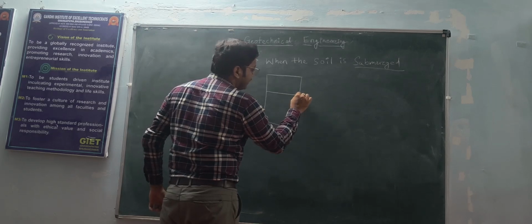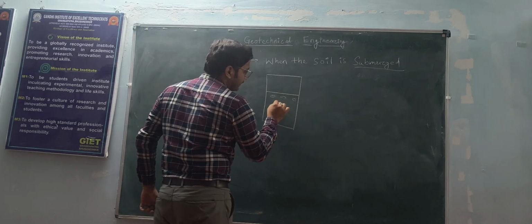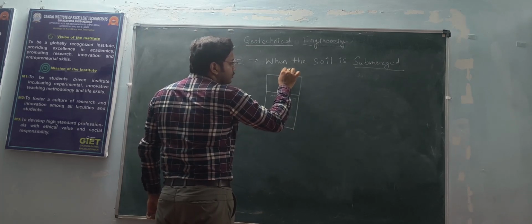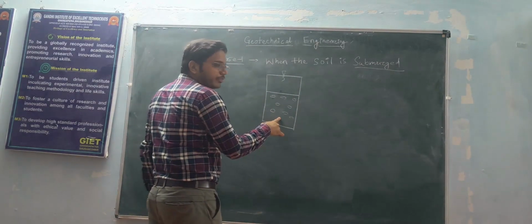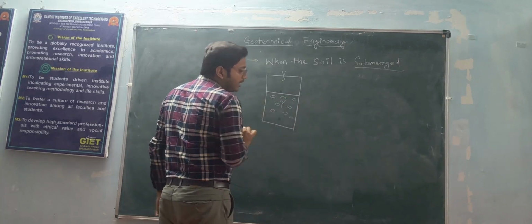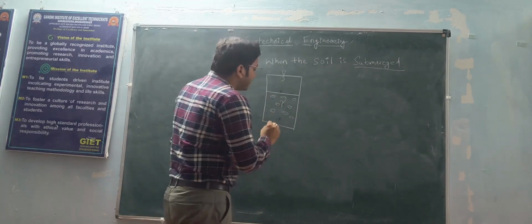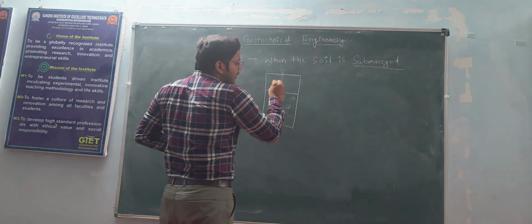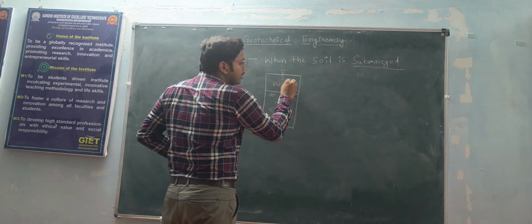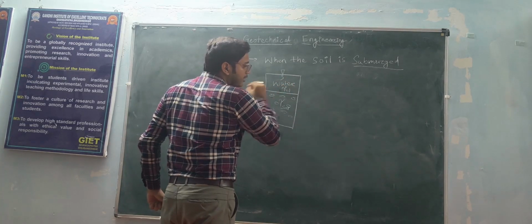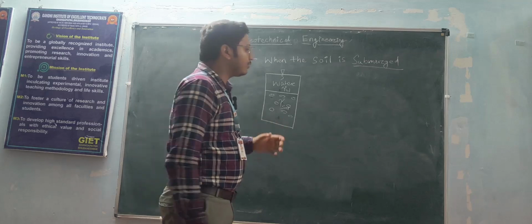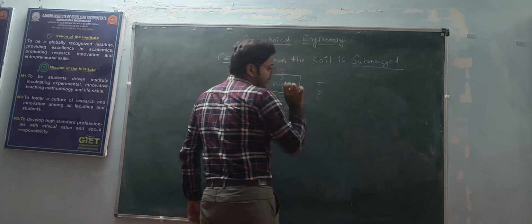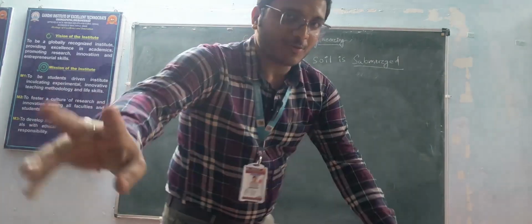if this is the soil solids and the water table is present here, then this part of the soil is saturated, and the unit weight of the saturated soil is gamma sat, and the remaining part is water. So here the unit weight will be gamma w. So in this case we have to calculate total stress, pore water pressure and effective stress. Let's do it one by one.